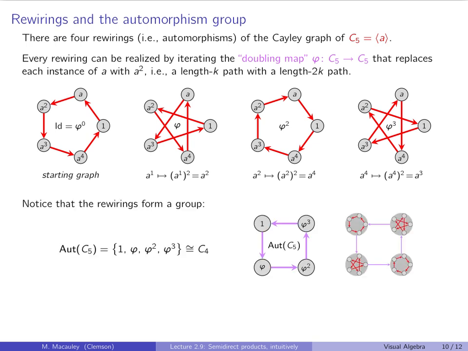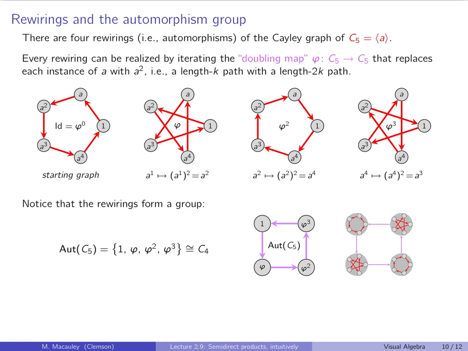Notice that the rewirings form a group. So there are 4 rewirings, and there are 2 groups of order 4. So which one is this? Well, this doubling map here, if you do it twice, it's not the identity element. So it has order 4. So it has to be a cyclic group. So here is a Cayley graph of the automorphism group of C5.